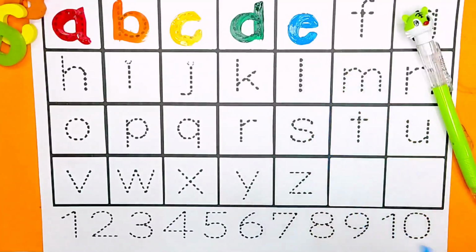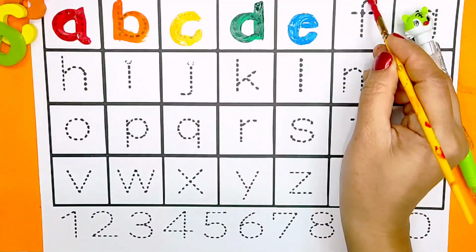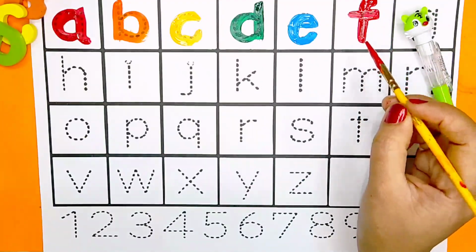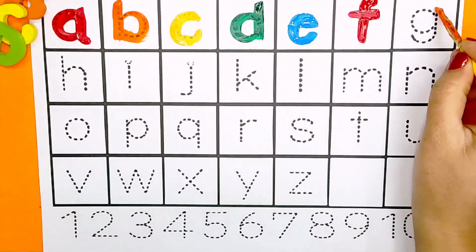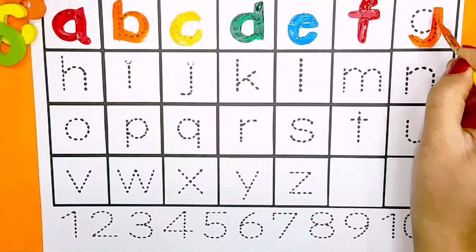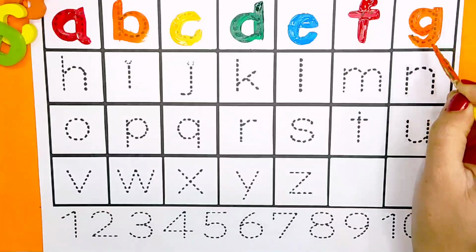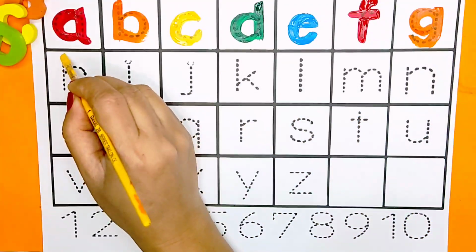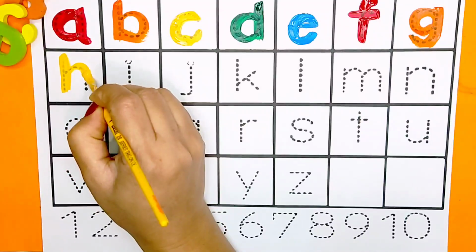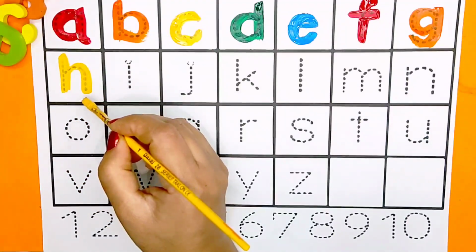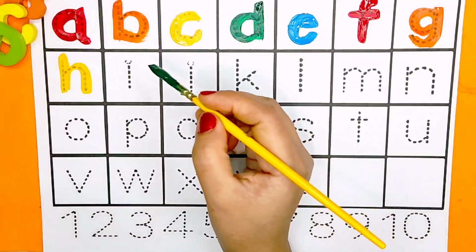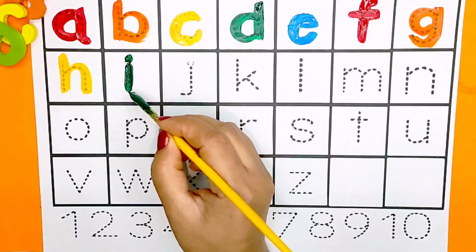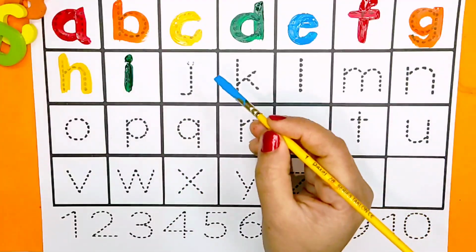E for egg, red color. F for fish, orange color. G for goat, yellow color. H for hen, dark green color. I for ice, sky blue color.